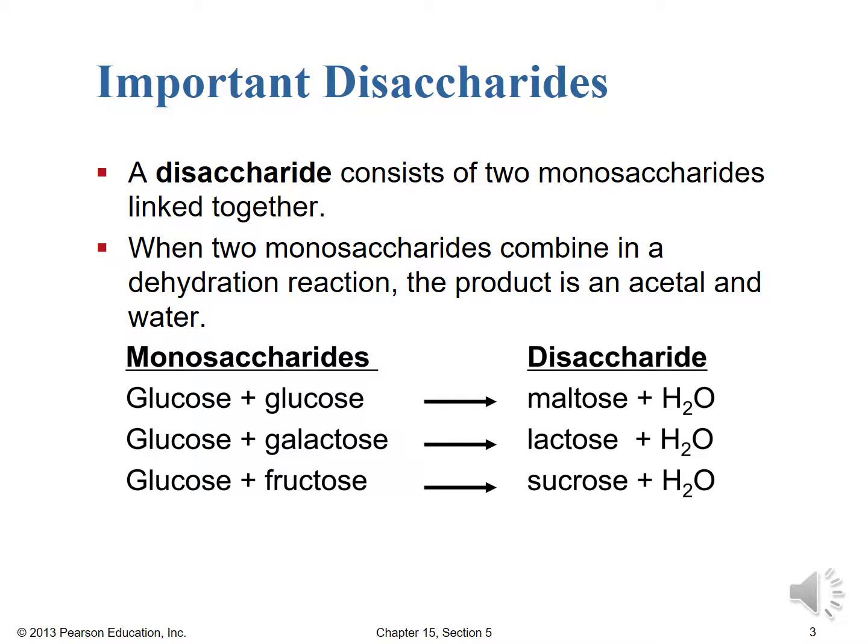combine in what's called a dehydration reaction or a dehydration synthesis, we get the product to be an acetal and water. So if you look at our important monosaccharides, remember we had glucose, galactose, and fructose. Those were our three most important monosaccharides. Well, guess what? Those are the three monosaccharides that come together to form our three most important disaccharides. So if glucose combines with another glucose molecule, we get those two monosaccharides to form the disaccharide maltose, plus of course the H2O that's split out for the dehydration reaction.